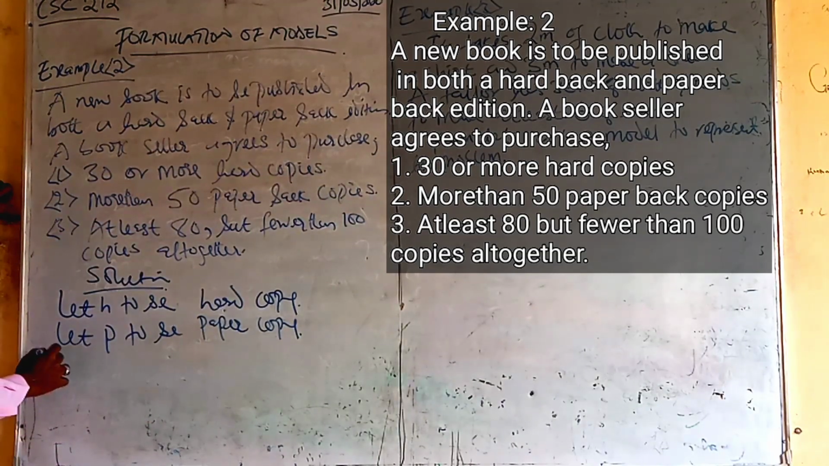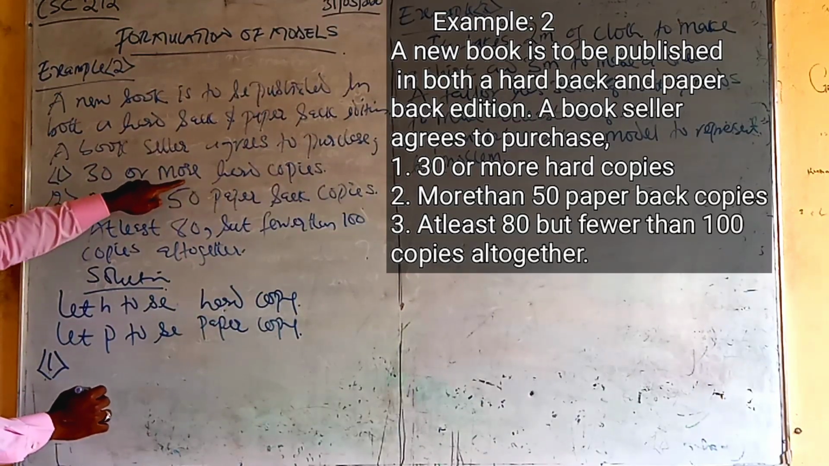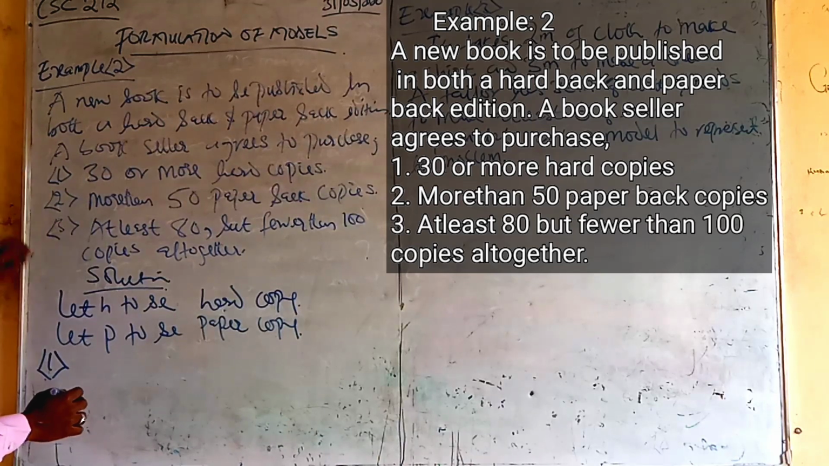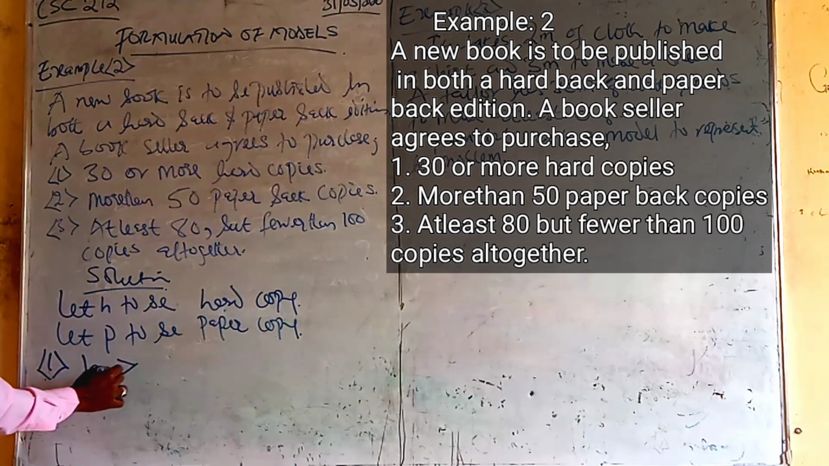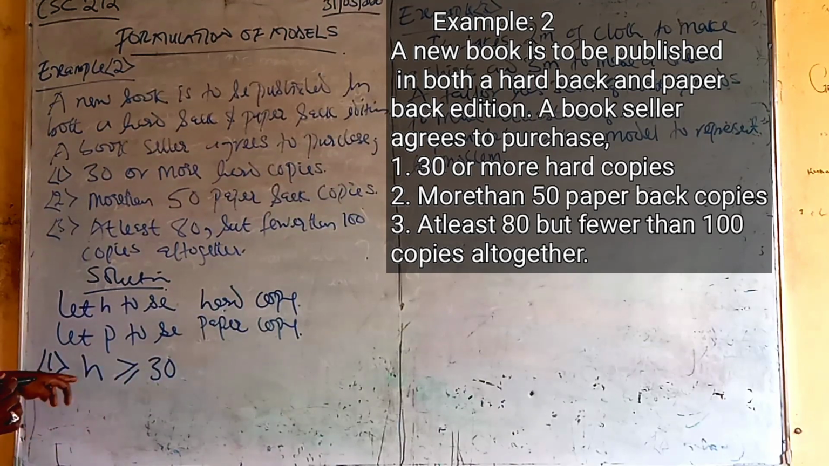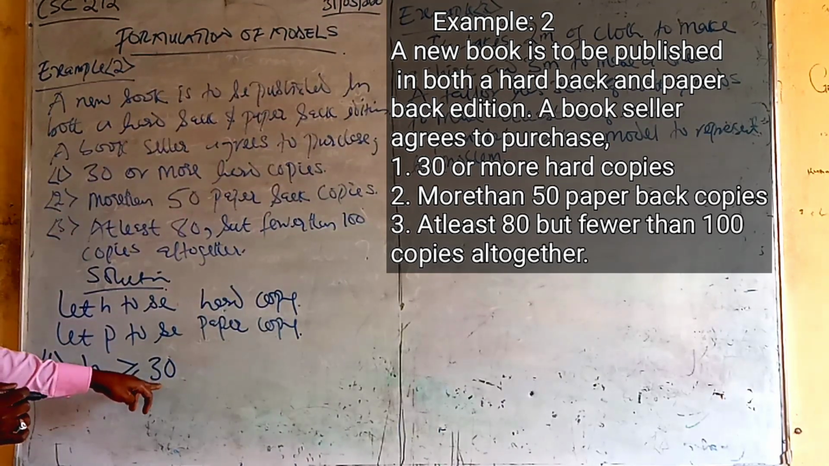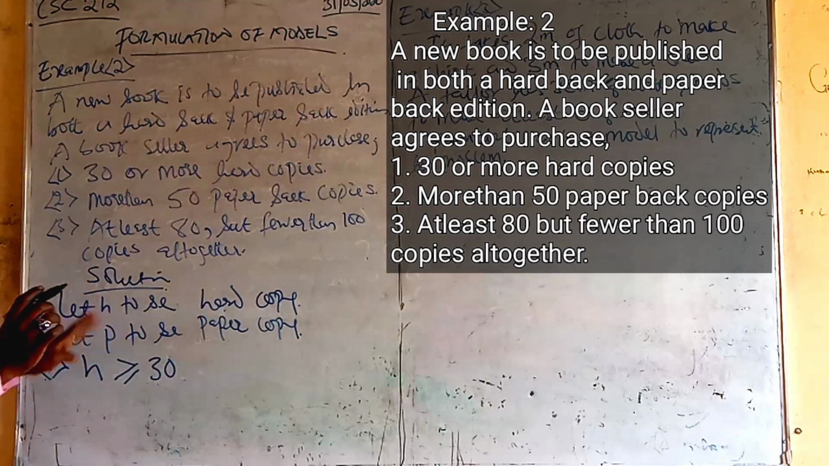So therefore, number one, they say that 30 or more hard copies are going to be purchased. We have let H be equal to hard copy. So therefore, H is greater than or equal to 30. The hard copies that are going to be purchased are 30 or more, that is greater than or equal to 30 copies. We are finished with this.